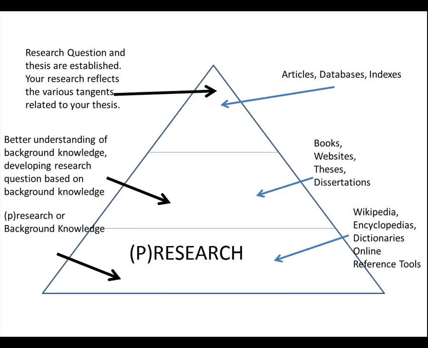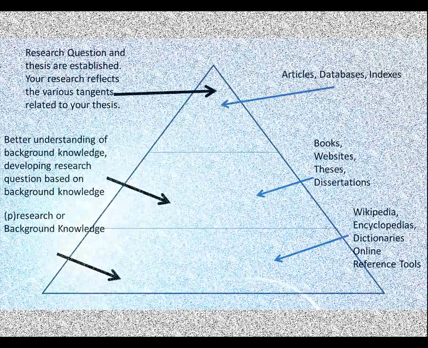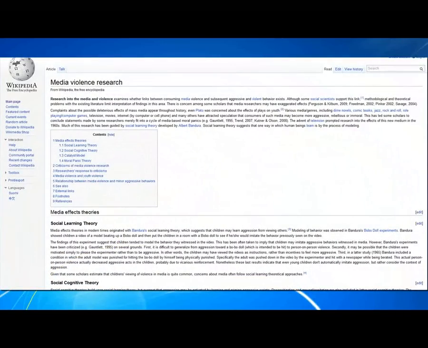This level of research is often entitled pre-search. It is the research that is needed in order to develop your research proposal. Although sometimes pre-search seems a bit unnecessary, it will definitely save you time in the long run. In this case, pre-search would involve looking at a general reference work or a good reputable website about media violence. In this case, you may want to look at a Wikipedia article such as Media Violence Research.